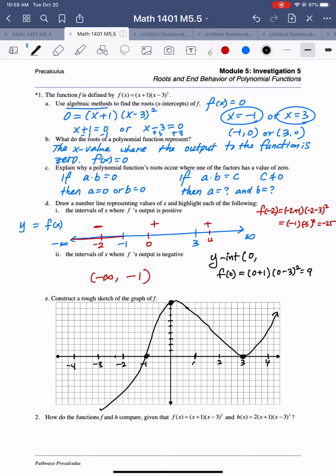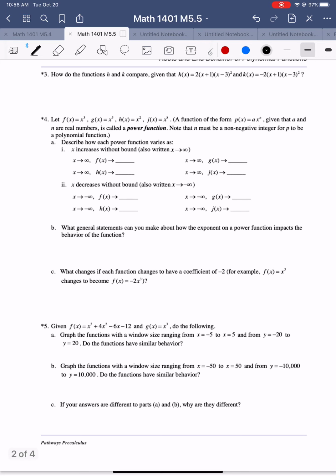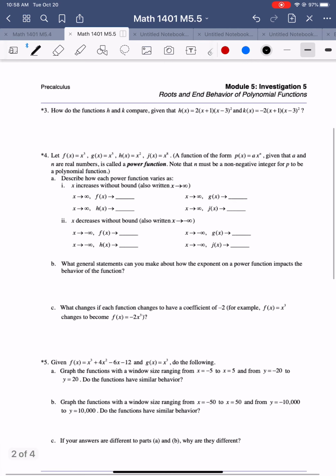All right, let me look at number 4. Now we're talking about when x approaches infinity. What about the y's? You have to be careful with the power. If you have a function a times x to the power n, n is either odd or even.